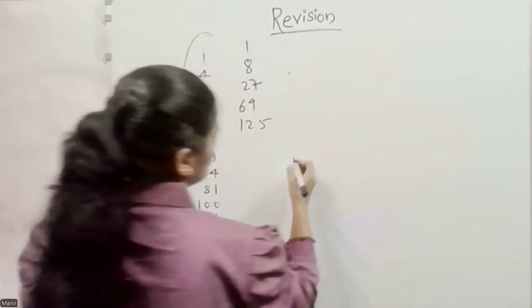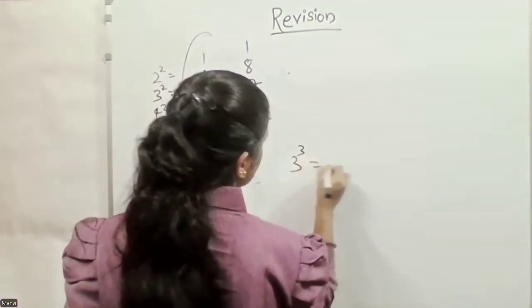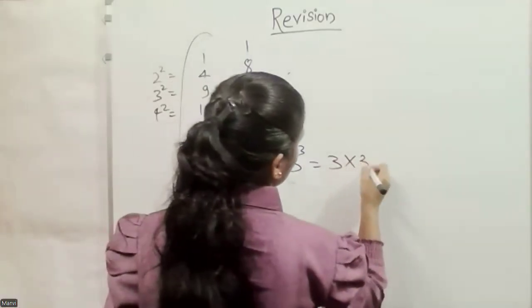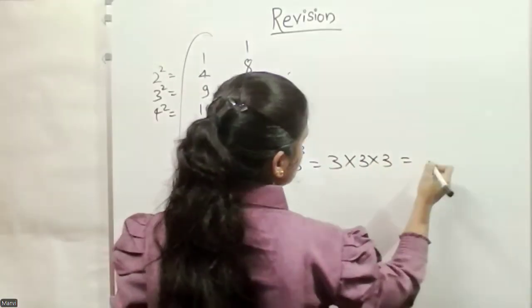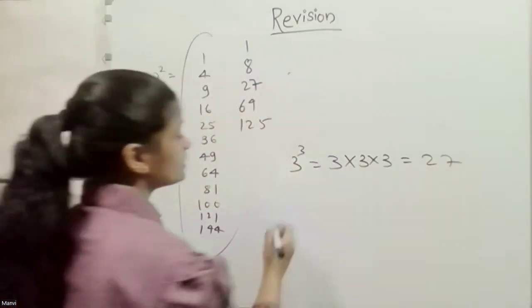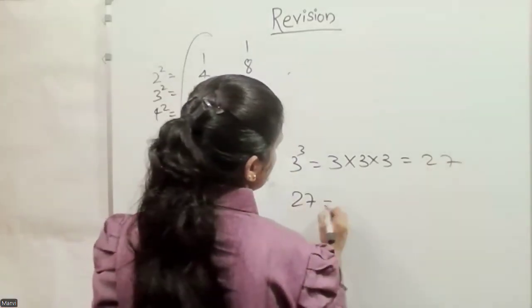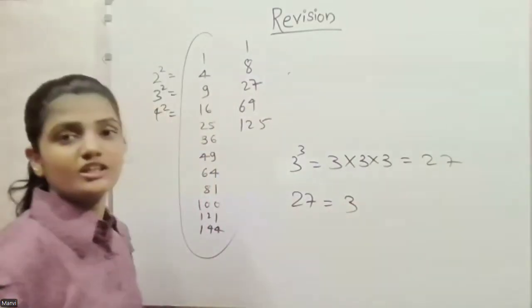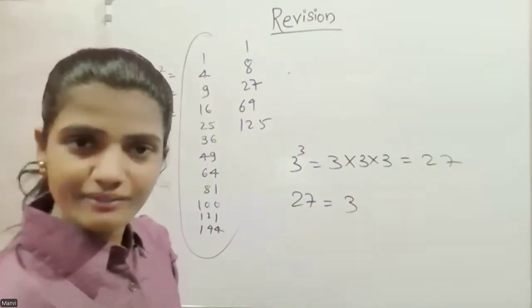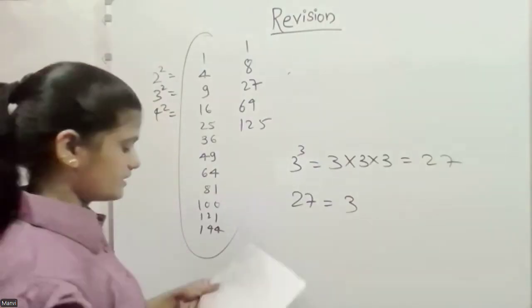Now tell me the cube root. We know the cube of 3, not cube root, is 3 times 3 times 3, which is 27. And if they ask, what is the cube root of 27? The answer will be 3. The cube root of 27 is 3. Okay? Good.